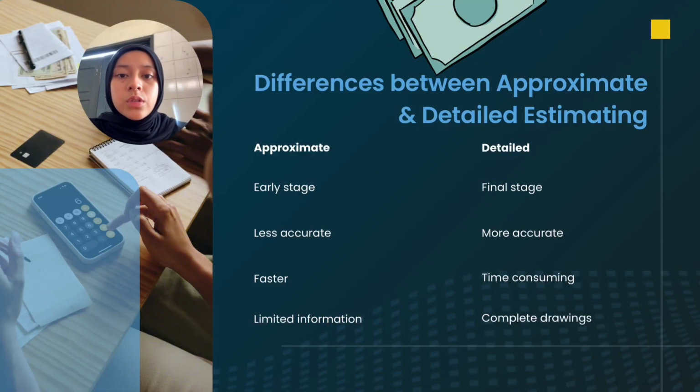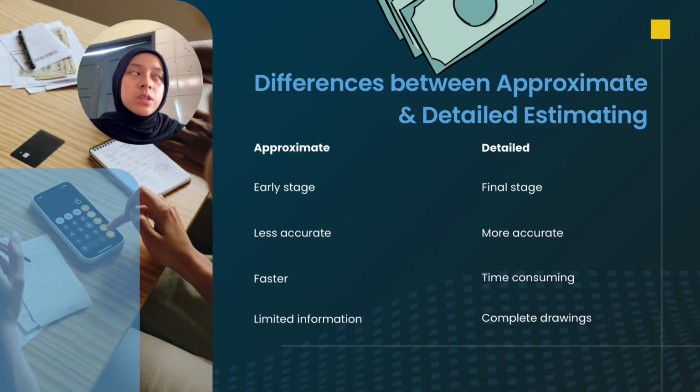Before I continue, I would like to briefly explain what is the difference between an approximate estimate and a detailed estimate. An approximate estimate is prepared during the early planning stage when only limited information is available. It is mainly used to estimate the project budget, assess feasibility, and to help the client make an initial decision on whether the project should proceed or not.